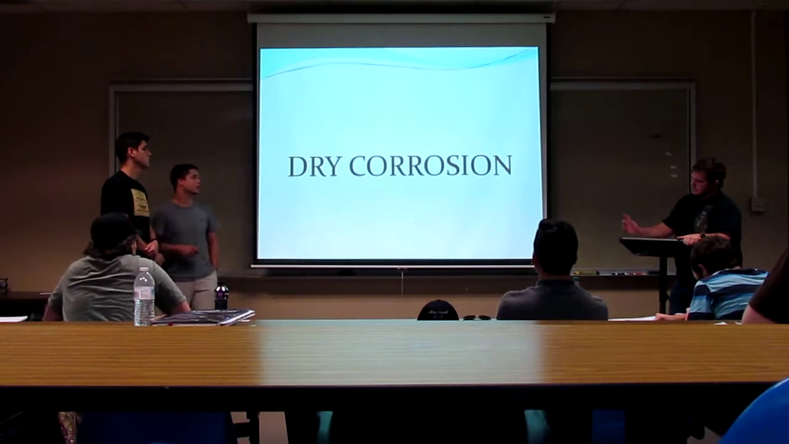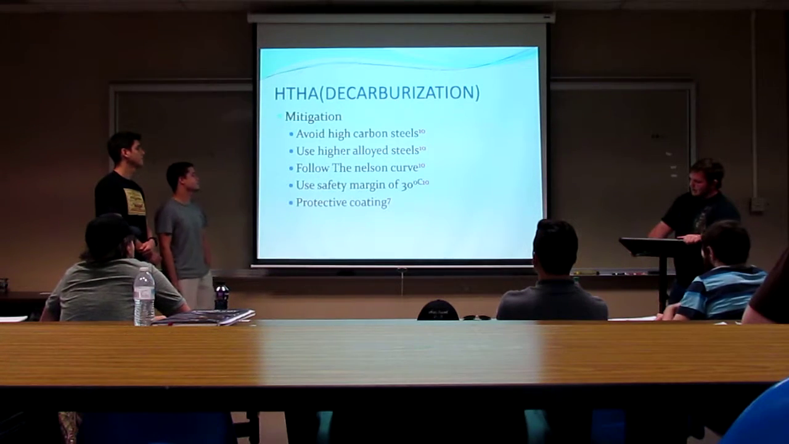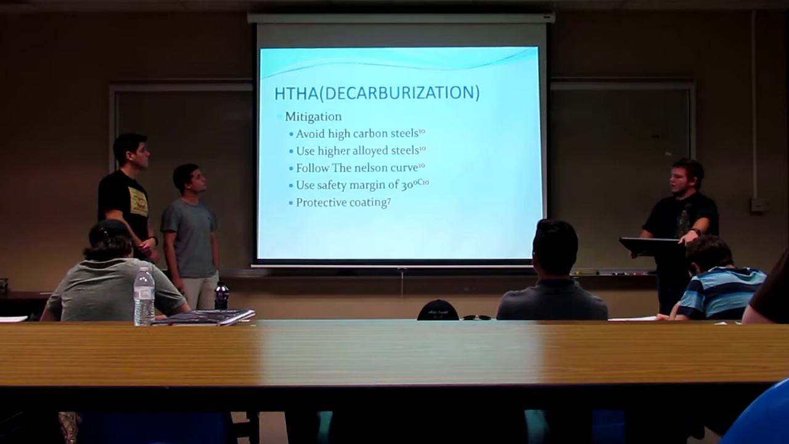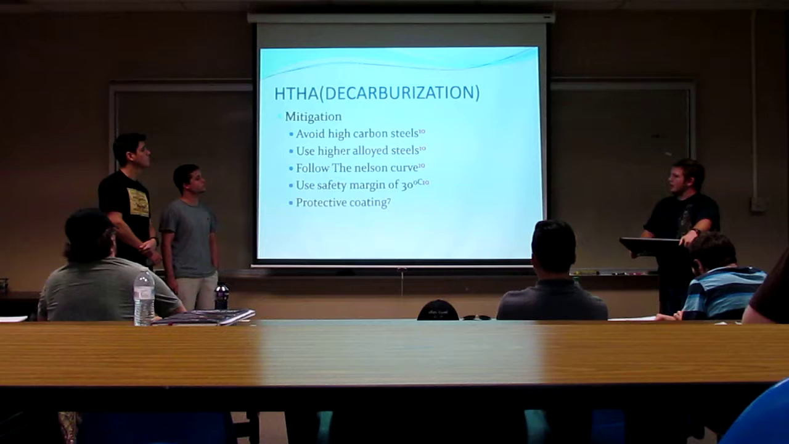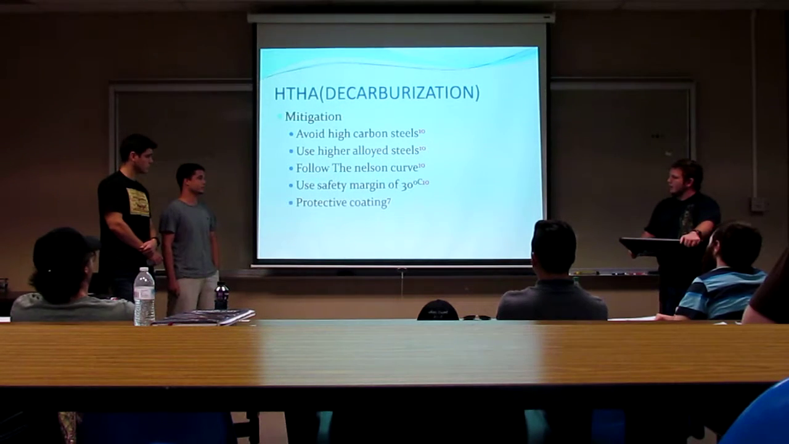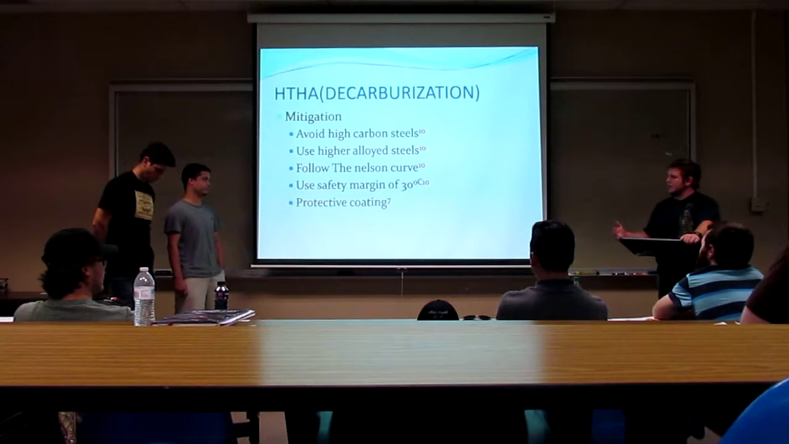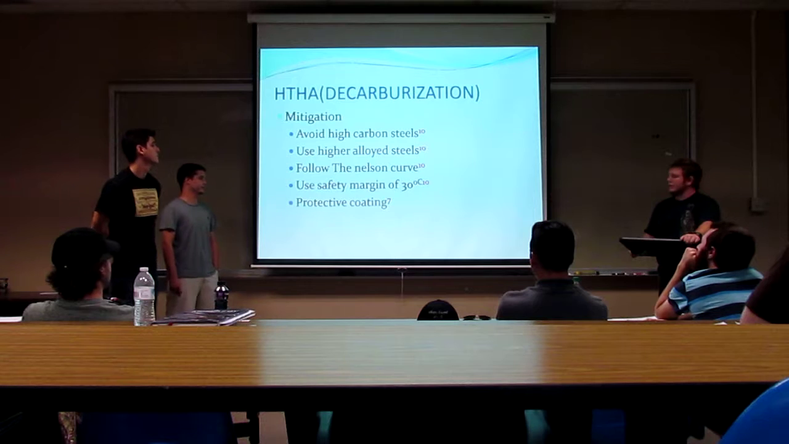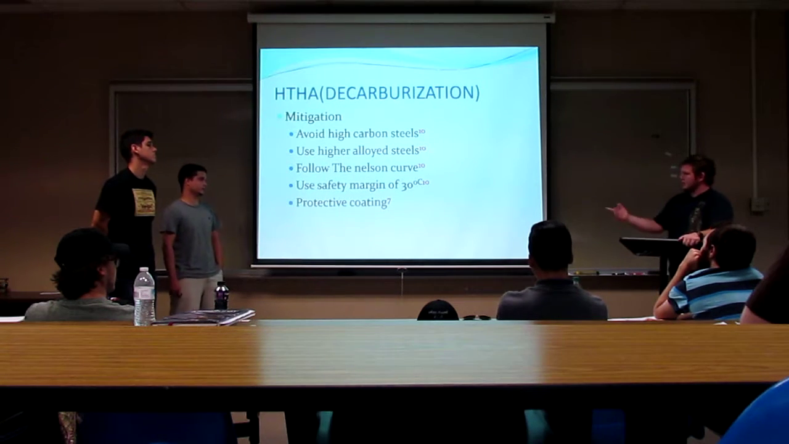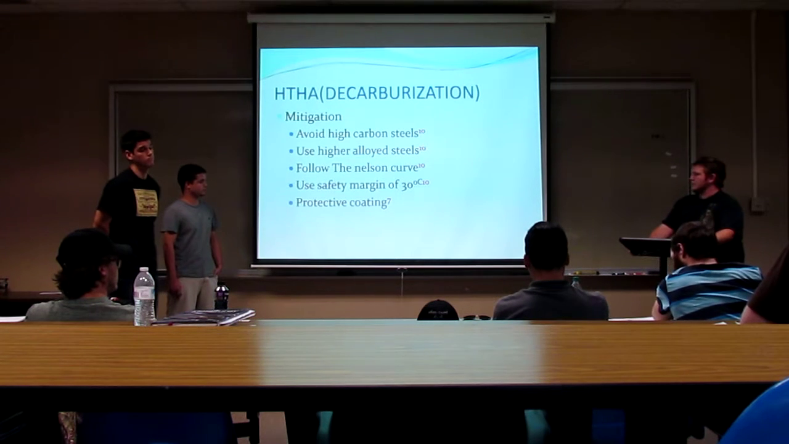All right, and here's dry corrosion. Did I skip something? Yeah. The mitigation: avoid the high carbon steels and use a higher alloy content of better metal. Follow the Nelson curve. As we're talking about, you want to stay in the 30-degree margin of that Nelson curve as a general rule of thumb, and it is the best way to protect your coating and protect the metal. Also use a high fusion bonded epoxy coating as well.